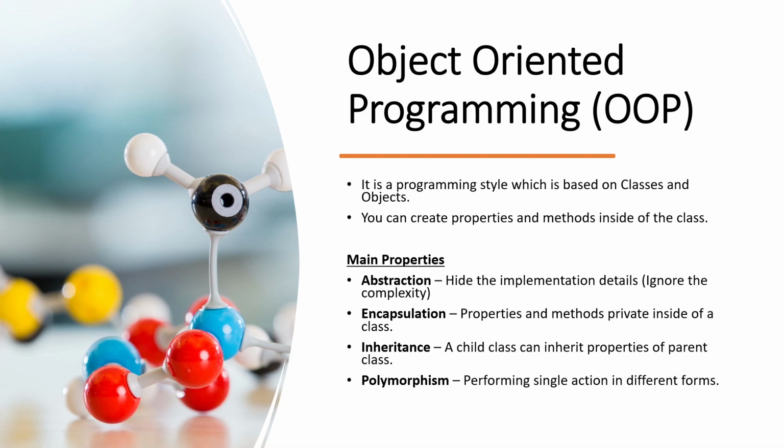Okay. Finally, polymorphism. Again, it's a single action you can perform in different forms. You can declare a method and you can use that method in a different way. You can change the method, override it, right? So you can do that with the help of polymorphism. So this is all about object-oriented programming.